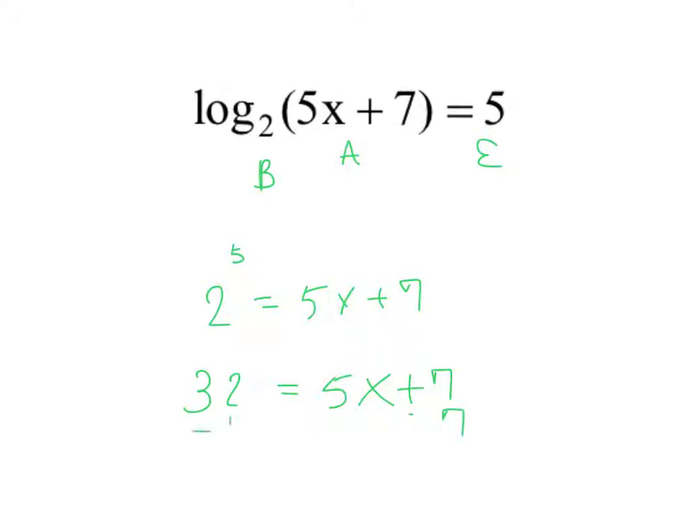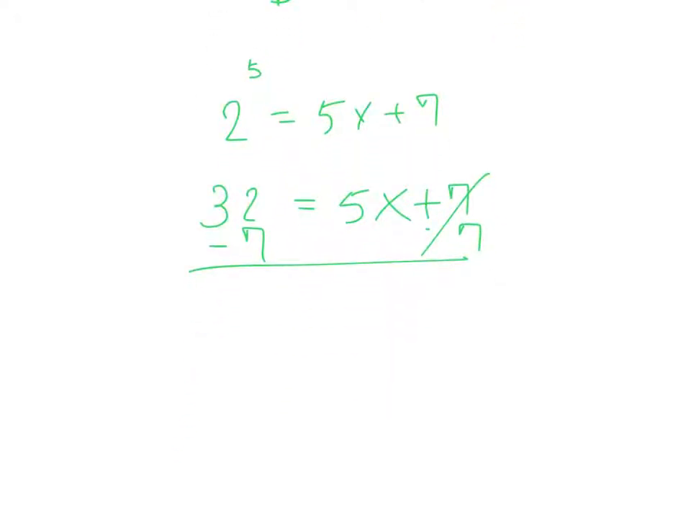Subtract the 7. So you have 32 minus 7, which is going to get you 25 equals 5x. Divide by 5, and we'll get x equals 5.